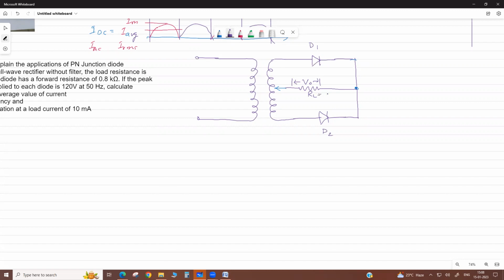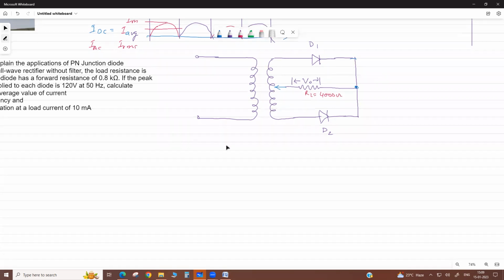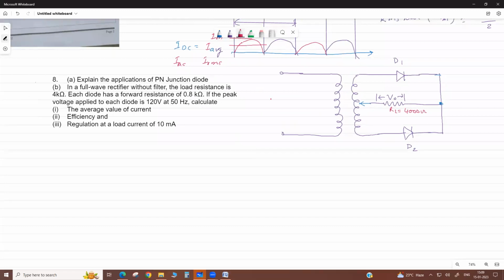Now, it is given how much? 4,000 ohm. This is RL, 4,000 ohm, because 4 kilo means 4,000 ohm. And this diode forward resistance, when the diode conducts, offers a diode resistance RD of 800 ohm.